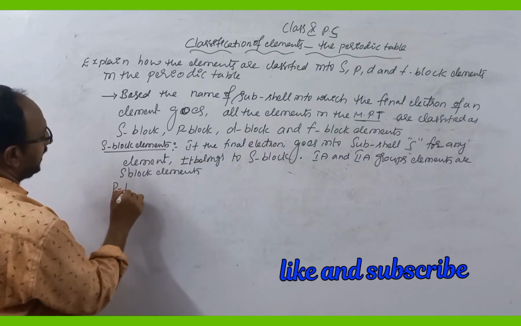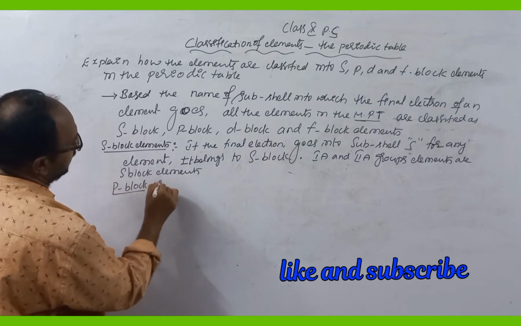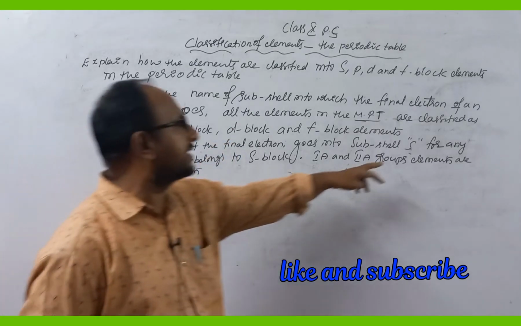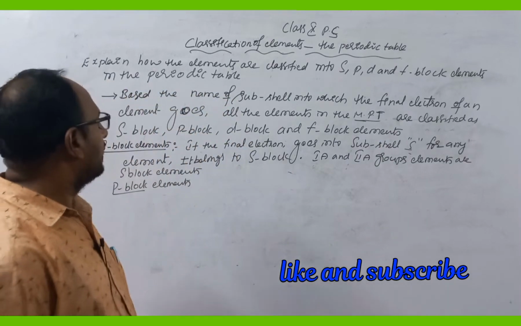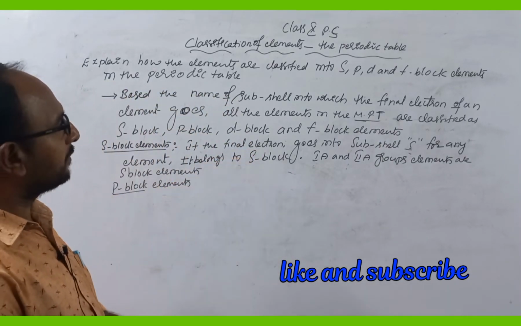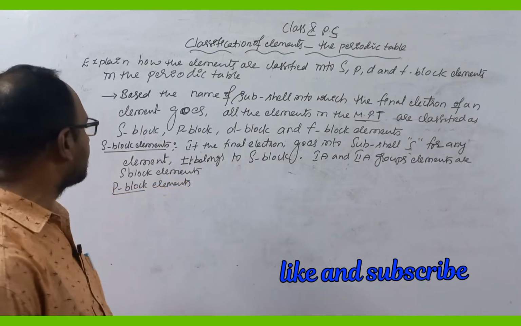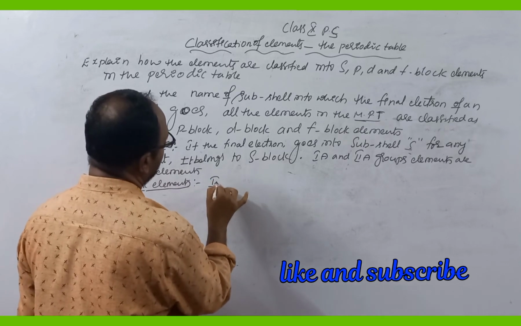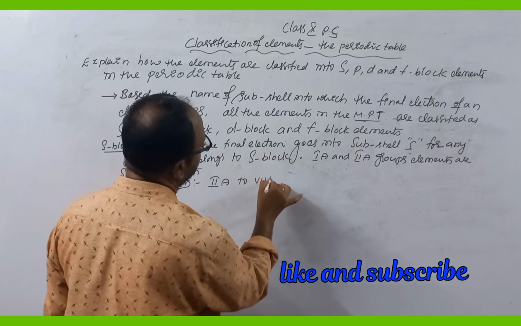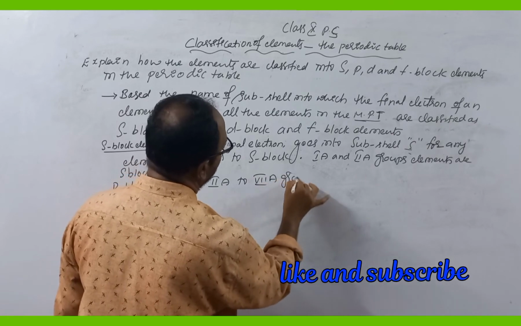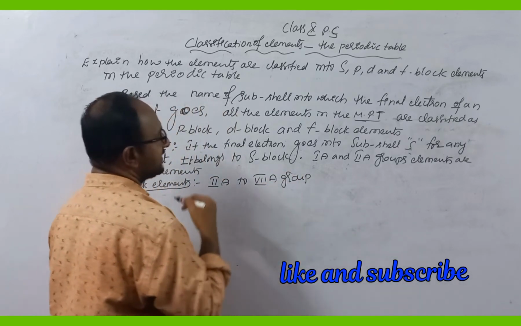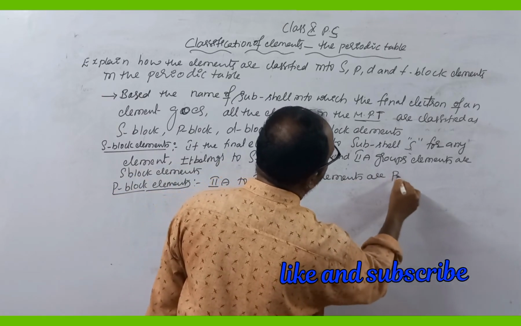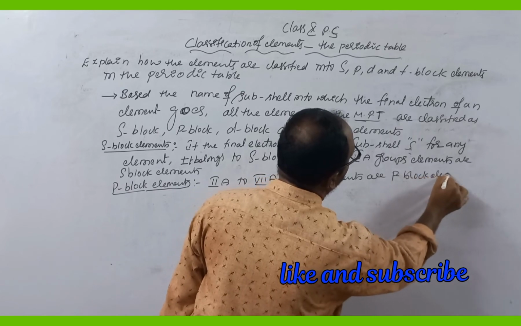Next, P block elements, students. What are P block elements? In the same way, in the place of S you write P. If the final electron goes into subshell P for any element, it belongs to P block. So what are P block elements? Elements from group 2A to 7th A. Group 2A to 7th A group elements are P block elements.